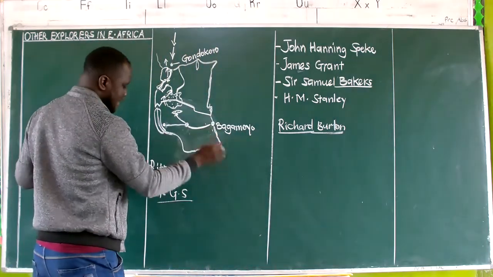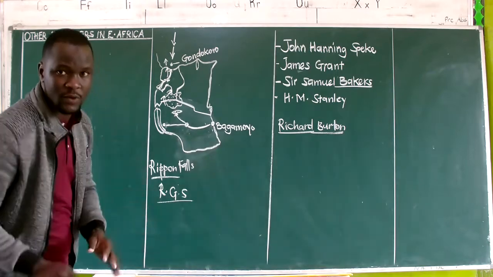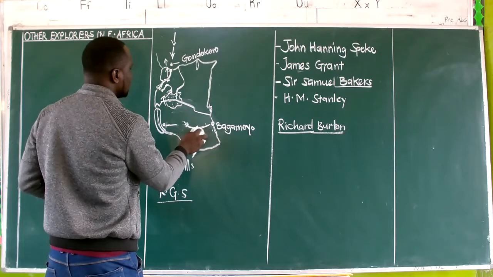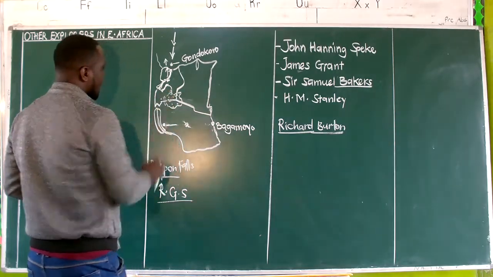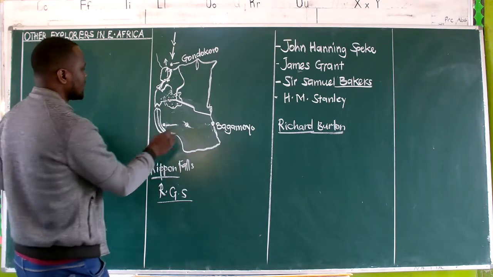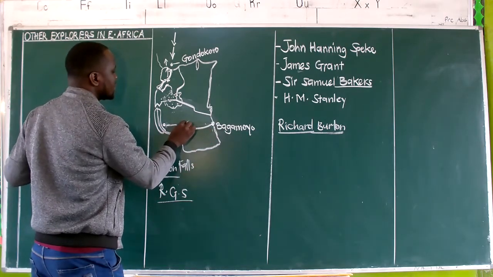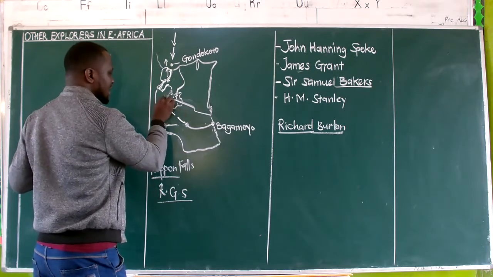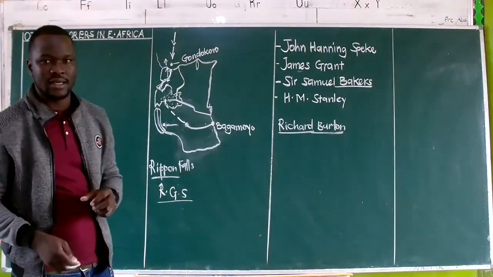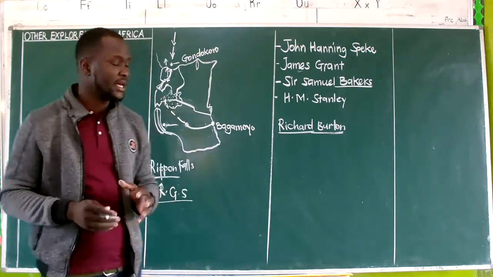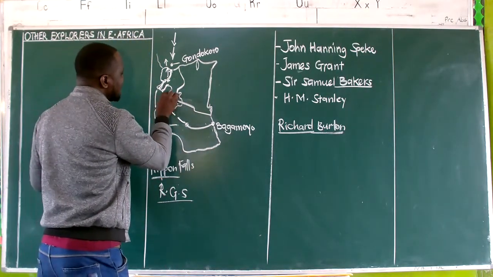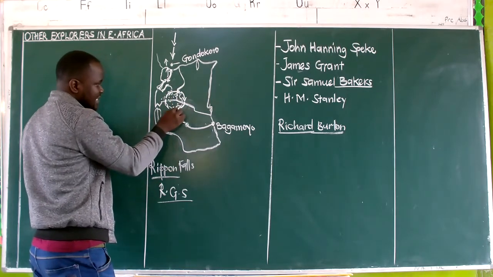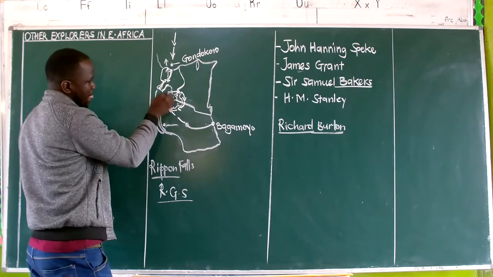So we are having Stanley also coming, and there is something which I want us to understand here. We are going to show the journey of Stanley, and we are having Stanley moving from Bagamoyo to Tabora. From Tabora, he continued and he came to Uganda. And we are going to say that when Stanley came to Uganda, he moved around the lake. This is what we call circumnavigating. He sailed around the lake.